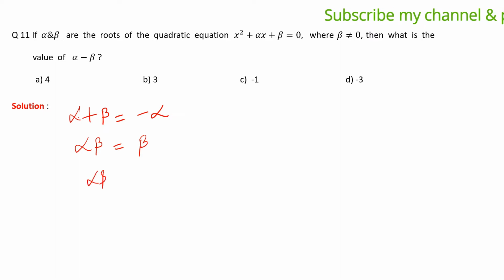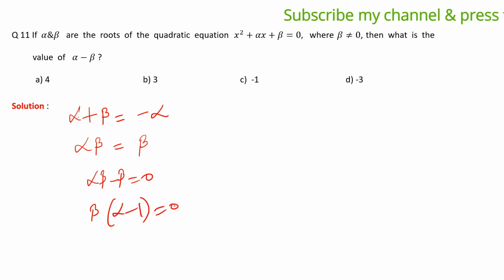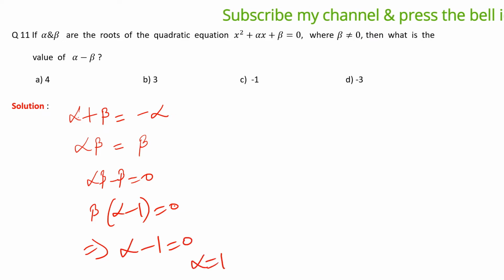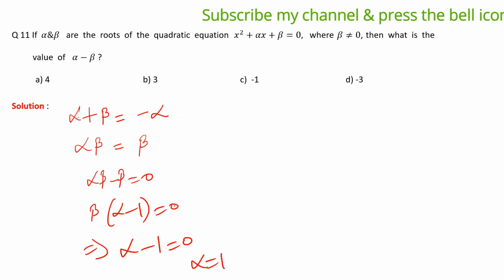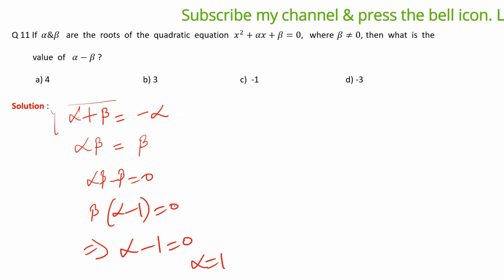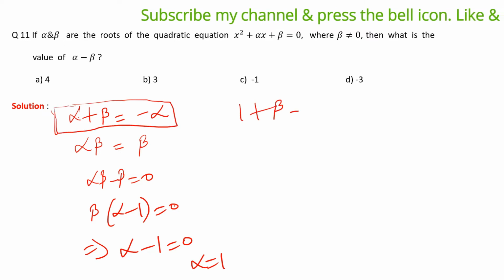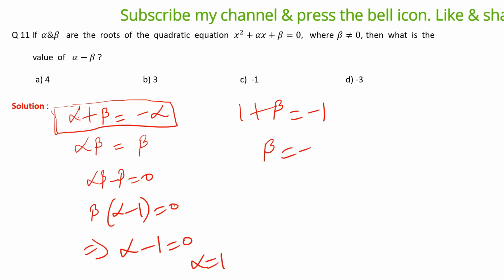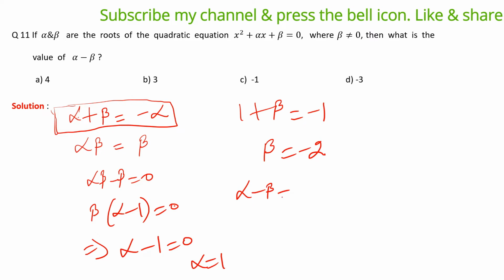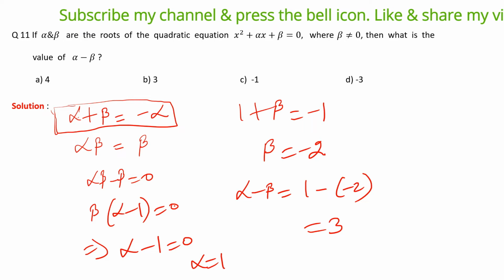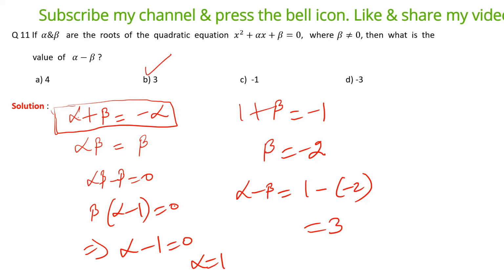Now alpha beta minus beta becomes 0. If I take beta common, and I know that beta is not equal to 0, so from here I conclude that alpha minus 1 equals 0, or alpha is equal to 1. Now if alpha is 1, then just substitute the value of alpha in the very first equation, and that is 1 plus beta equal to minus 1. So beta comes out to be minus 2. Hence the value of alpha minus beta becomes 1 minus minus 2, which is finally 3. So students, B option is the correct one.